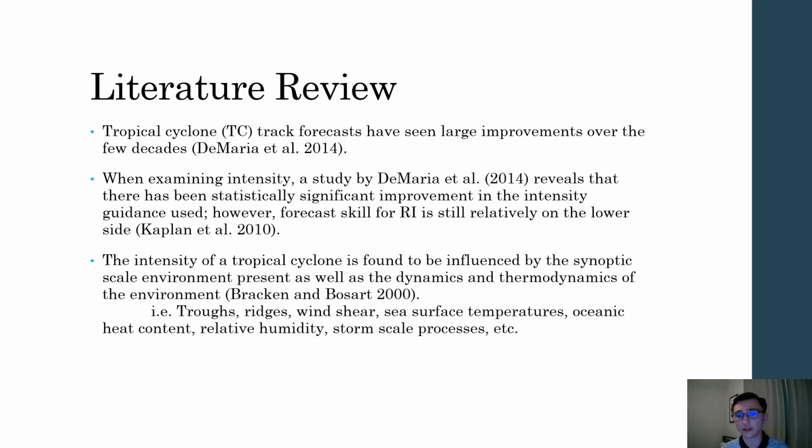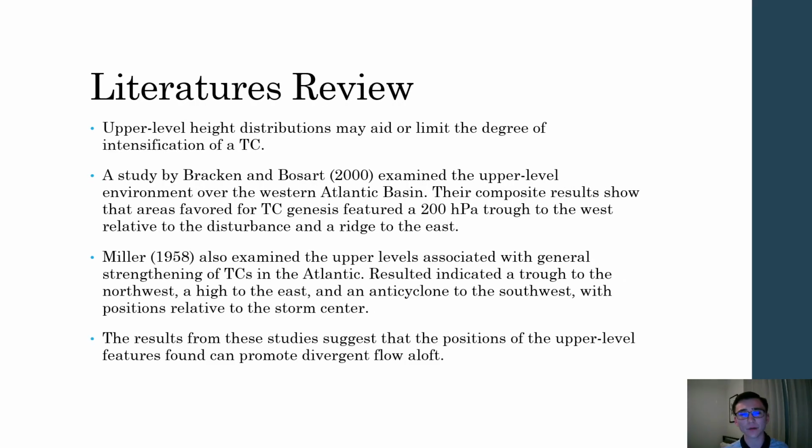The ocean conditions, the oceanic heat content, and the sea surface temperatures act as that fuel for tropical systems to intensify, as well as relative humidity and maybe also smaller storm scale processes that are in play within the core of a storm. Now, the upper level height distributions may aid or limit potentially the degree of intensification of a tropical cyclone.